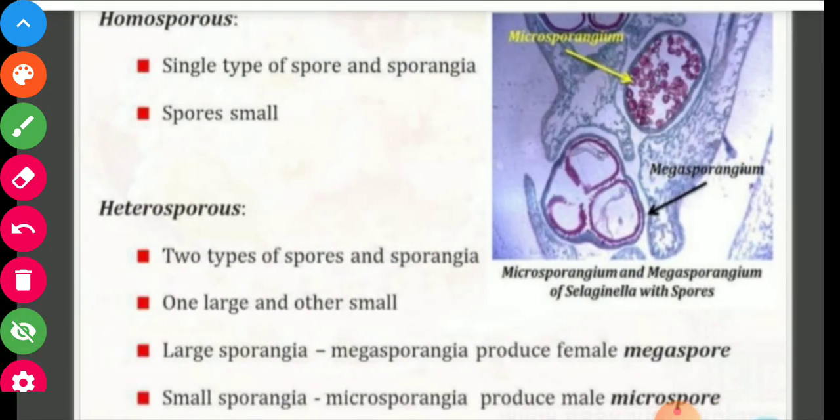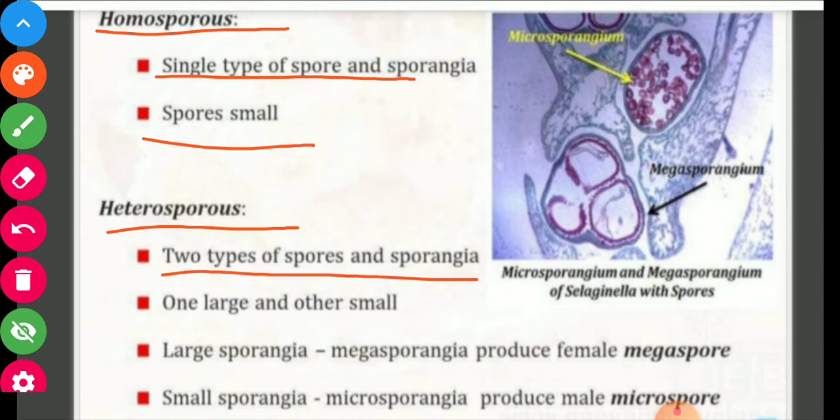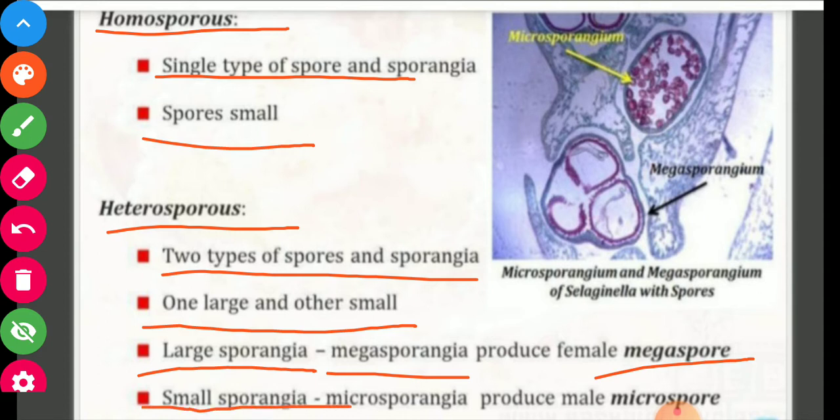Now see, homosporous: a single type of spores and sporangia. Spores are small. But in heterosporous, there are two types of spores and sporangia, one large and one small. The large sporangia are called megasporangia and produce megaspores. The small sporangia are called microsporangia and produce microspores.